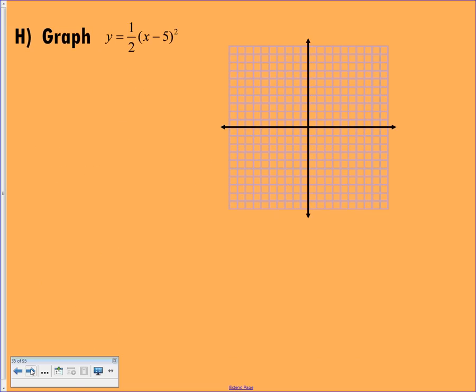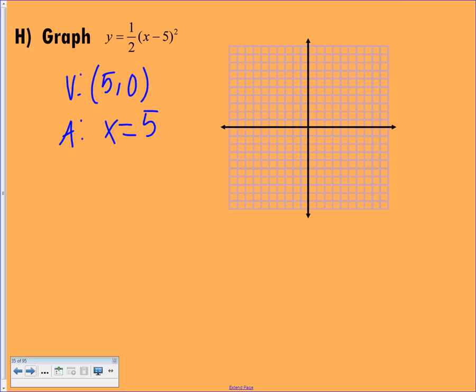So let's try that one more time. Let's graph h. y equals 1/2 times (x minus 5) squared. So let's look at the vertex. 5 is being subtracted from x. Nothing is being subtracted from y, so that's a 0. My axis of symmetry is x equals, and it's always that x coordinate, so x equals 5.